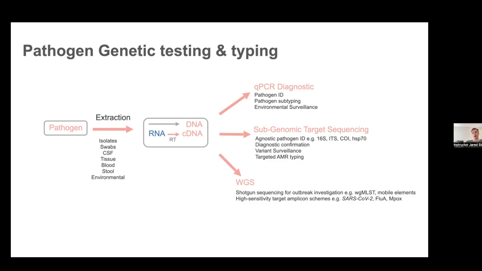Or you can start to do some targeted sequencing. If you maybe don't know what pathogen is in the sample, you can sequence a 16S, so just do targeted sequencing of the ribosomal 16S, then try to match it to some database of 16S sequences. Or you could go all the way through to whole genome shotgun sequencing. This is more widely used when you need, say, SNPs to look for clustered cases and outbreaks, or looking for mobile elements like plasmids. And there's a lot of different ways we can do whole genome sequencing, either completely unbiased, like metagenomics, or with highly targeted amplicon schemes like we've done for Ebola, Zika, and of course, SARS-CoV-2.